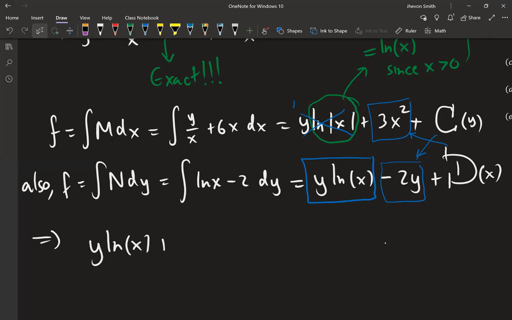y ln x plus 3x squared minus 2y. Set that equal to C. That's my solution.